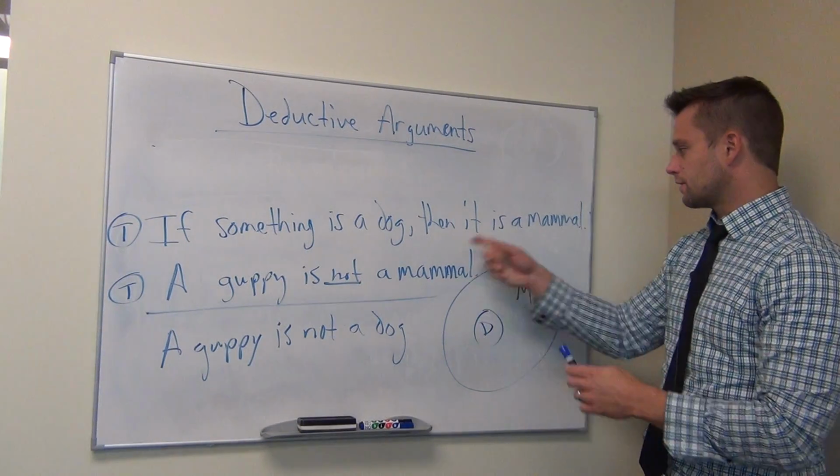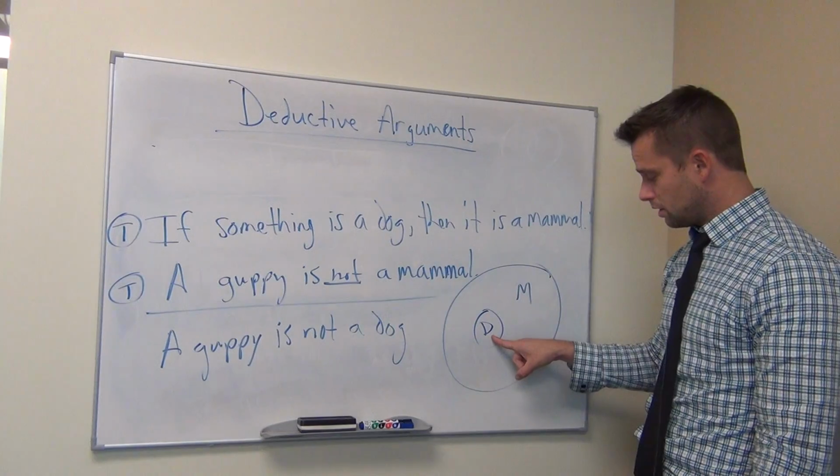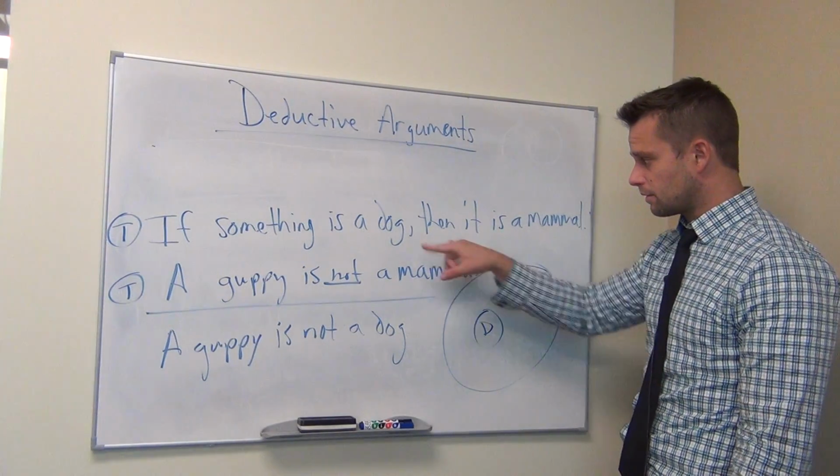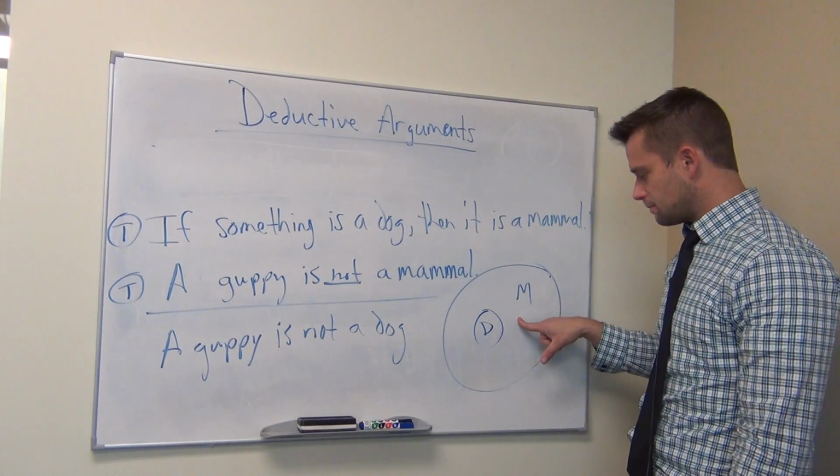So if something's a dog, then it's a mammal. Here's the category of mammal. Therefore, all dogs are mammals, right? That's another way to say this. All dogs are mammals. If something's a dog, then it's a mammal.